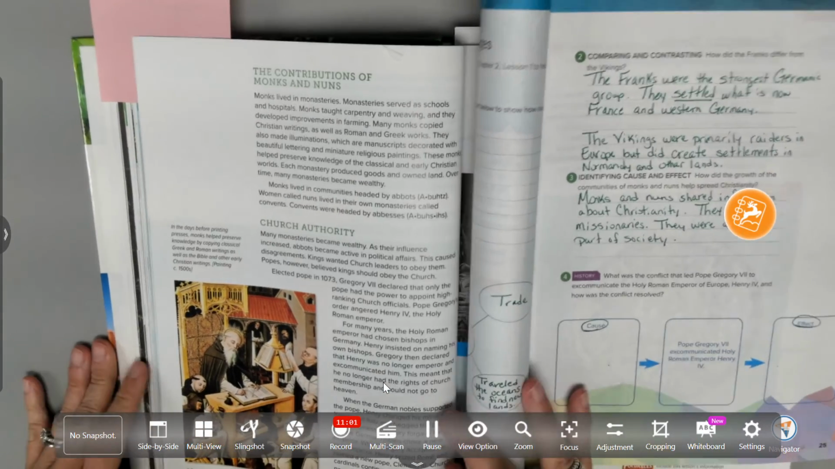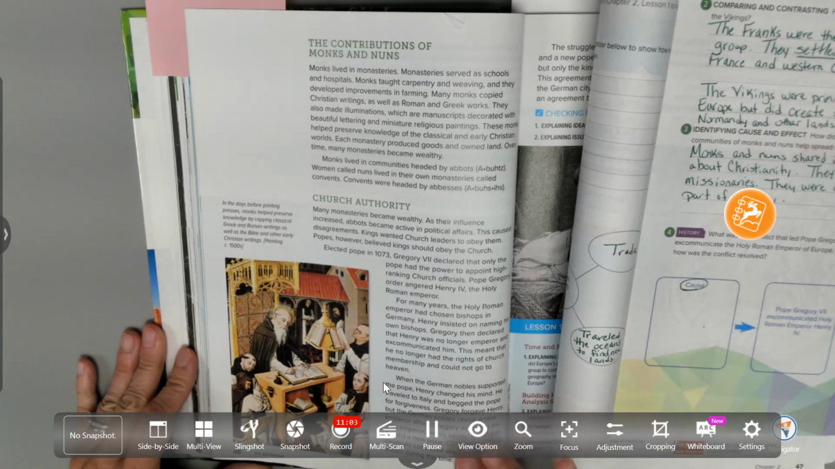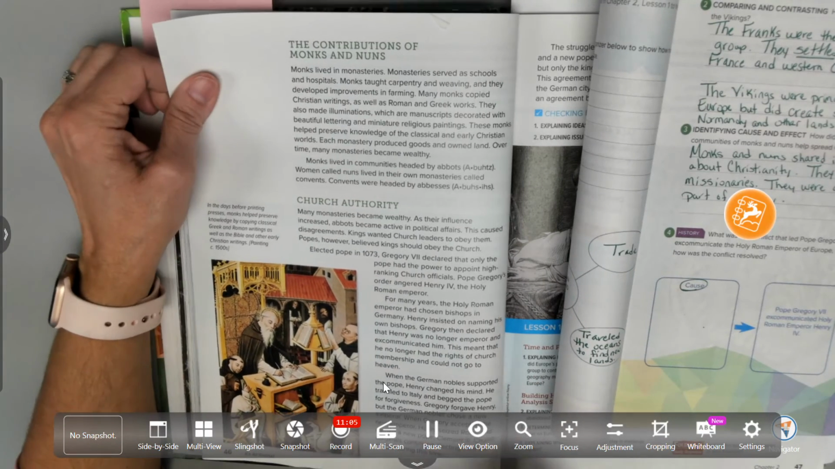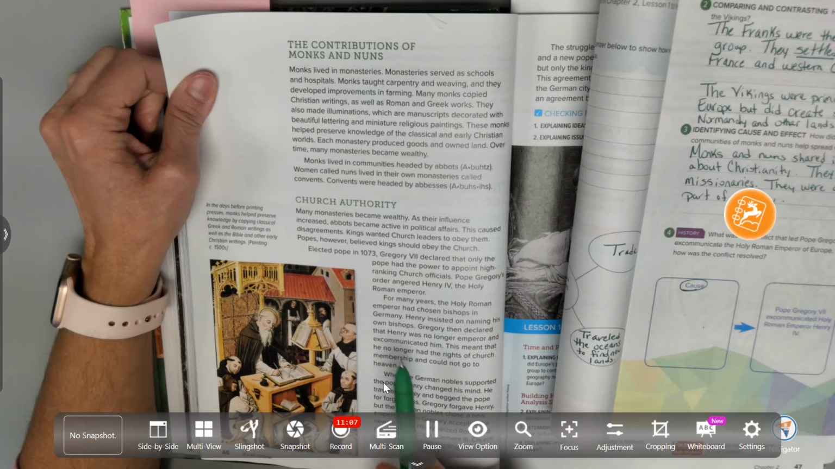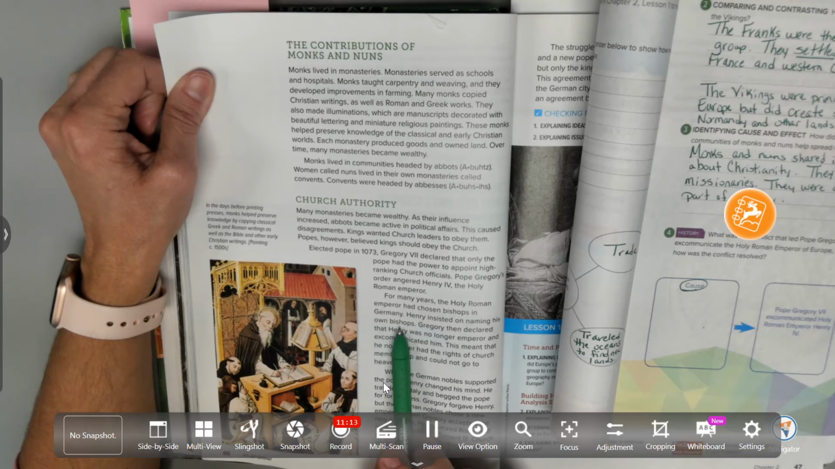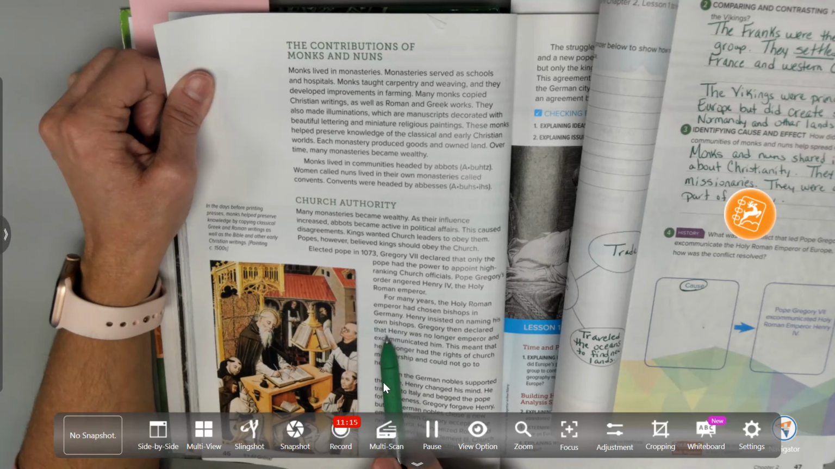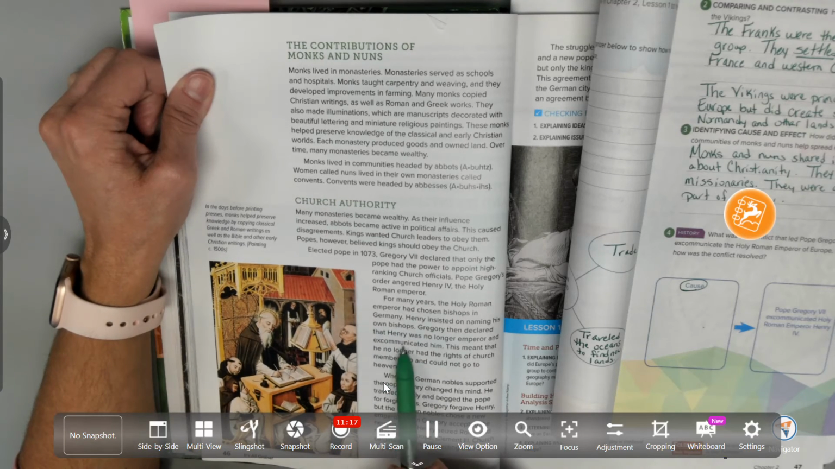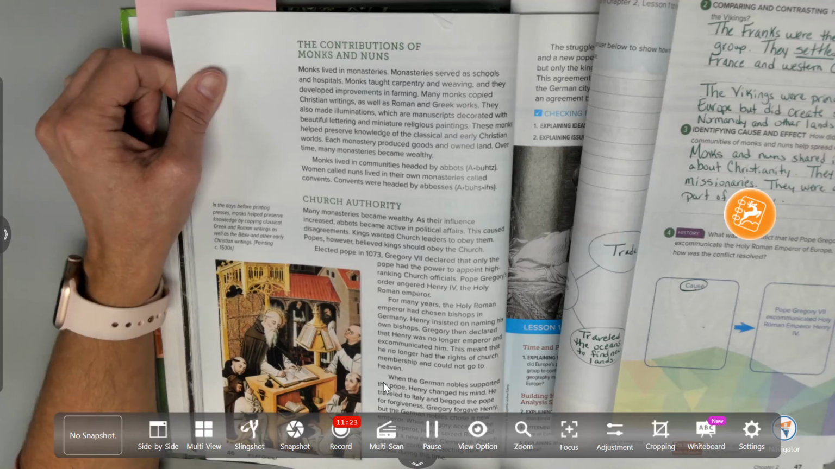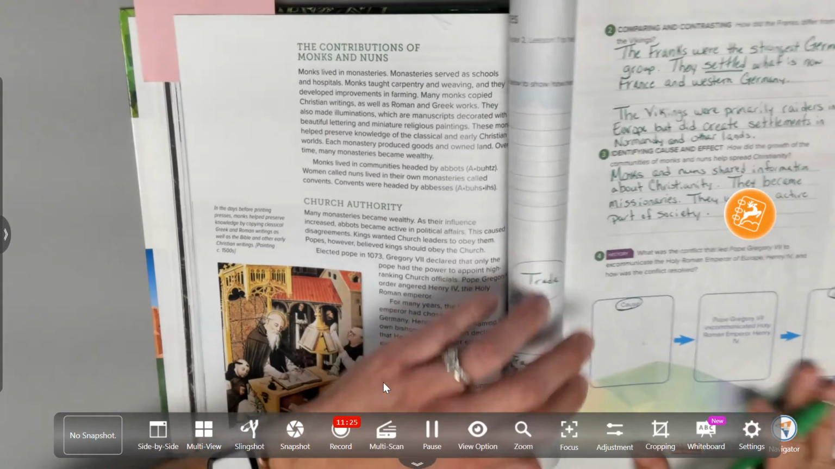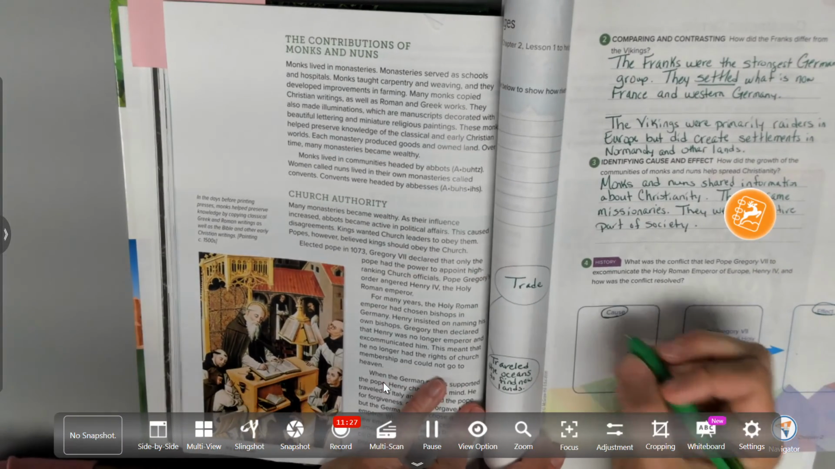Okay. If you look at page 46, I'm going to jump down to where it talks about excommunicate. For many years, the Holy Roman Emperor had chosen bishops in Germany. Henry insisted on naming his own bishops. Gregory then declared that Henry was no longer emperor and excommunicated him. This meant that he no longer had the rights of church membership and could not go to heaven. Okay? So, what was the cause of him being excommunicated?